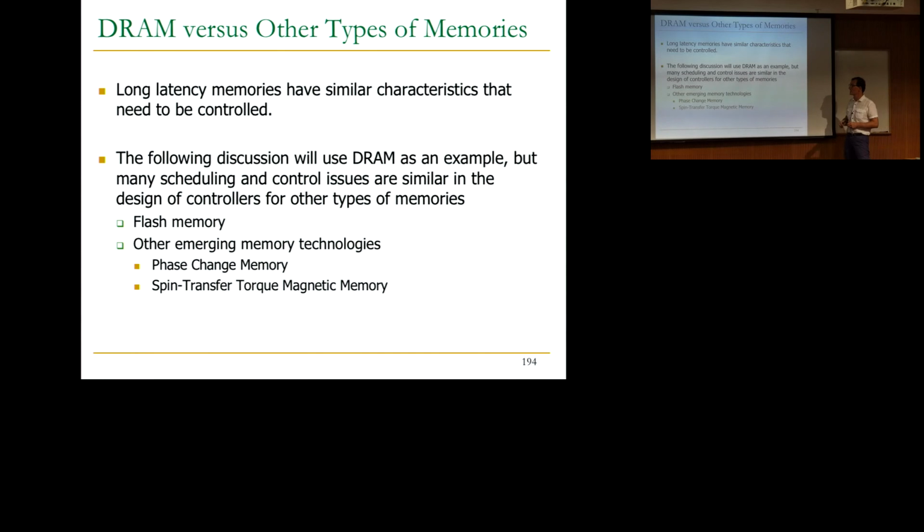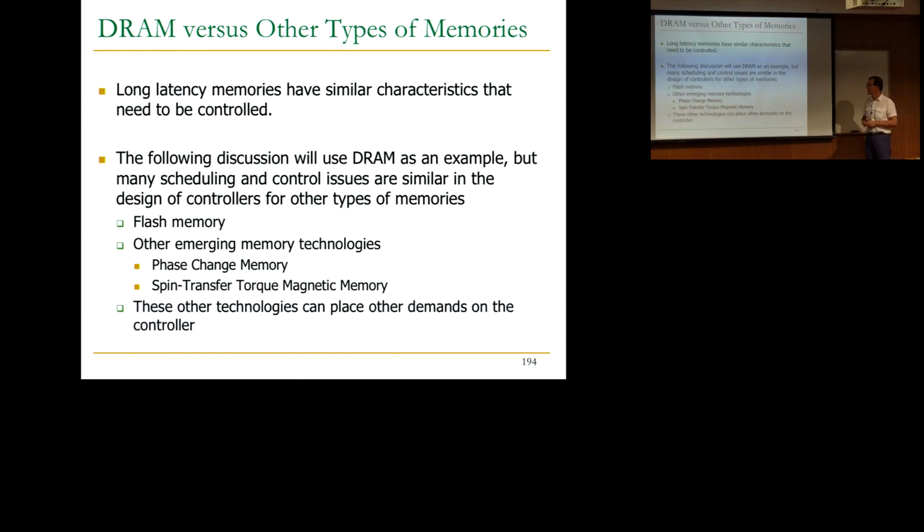But other emerging technologies, phase change memory, STT-MRAM, memristors, whatever you have, they all have characteristics that are relatively similar to DRAM and also different from DRAM to control. So take this discussion from that perspective. And some of these other technologies place other demands on the controller as well, like wear out. Whenever you actually write to a location, that location wears out, and you can do only some number of writes. Flash memory has significant read disturbance issues, for example. How do you handle those?